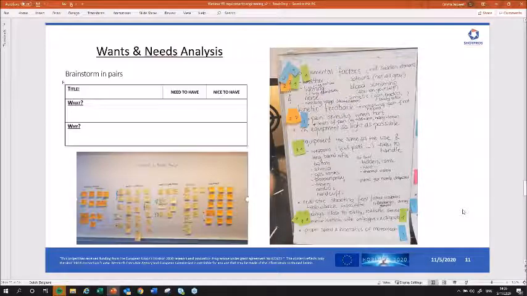And then at the end, and this is interesting for the wants and needs analysis, we asked them to again prioritize from the board or from the post-its which ones they felt were most important. So we got some clusters of requirements that were more important or were deemed must-haves, and others that were less important. So it really helped us to identify the most pressing issues, the most important requirements.